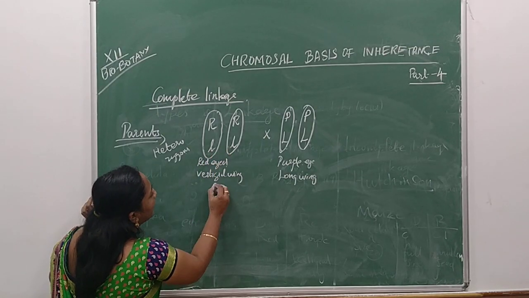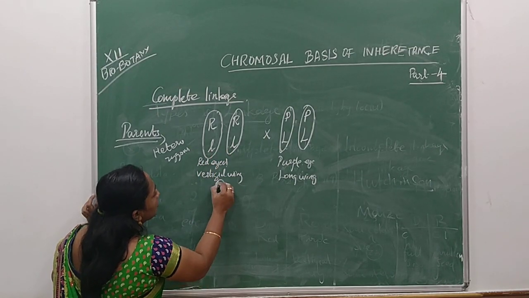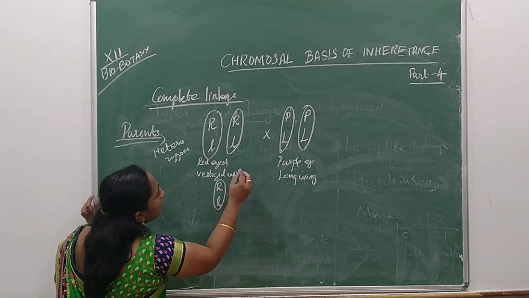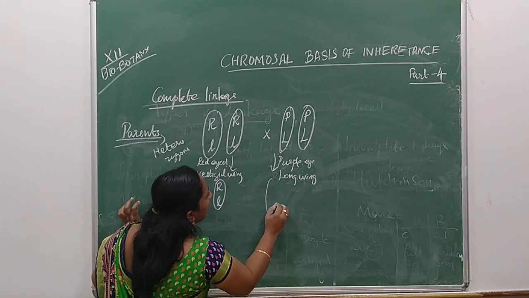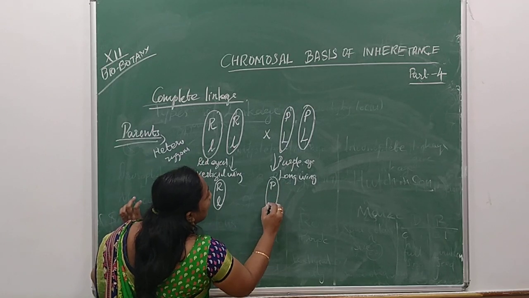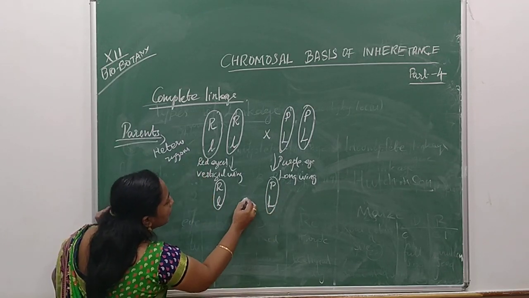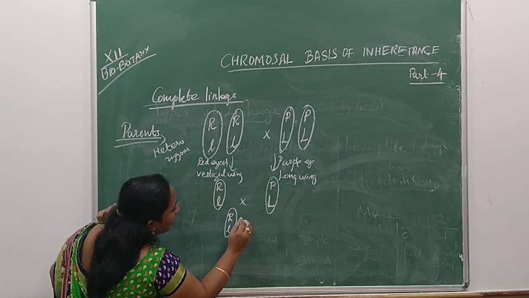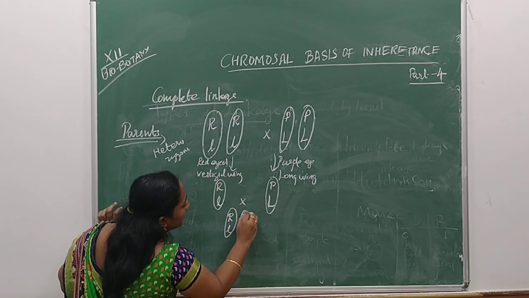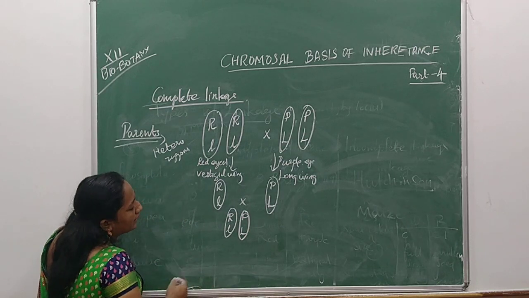So both are same gametes. Instead of that you take one. So capital R and small l. Here also, instead of two similar gametes, take one gamete with capital R and it fuses. So what will you get? Capital R, small l, then capital P and long, that is capital L.